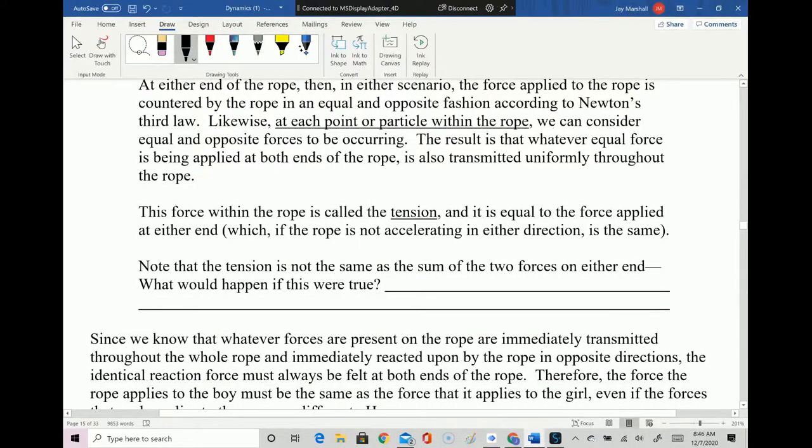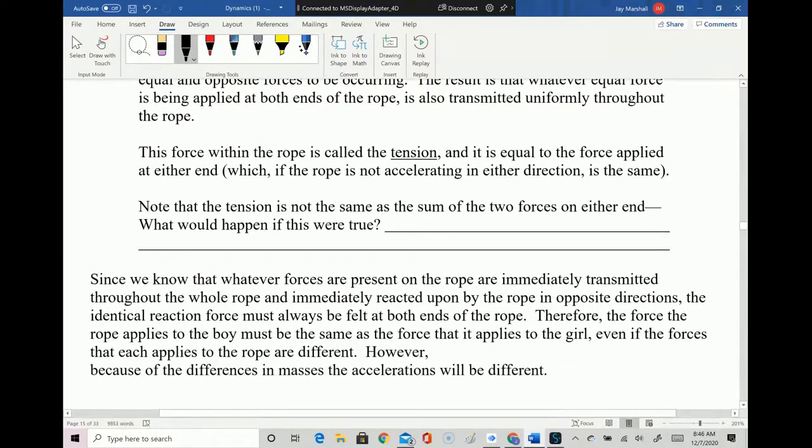The result is that whatever equal force is being applied at both ends of the rope is also being transmitted uniformly throughout the rope. So the force within the rope is called the tension, and it's equal to the force applied at either end, which, if the rope is not accelerating in either direction, is the same. Note that the tension is not the same as the sum of the two forces on either end.